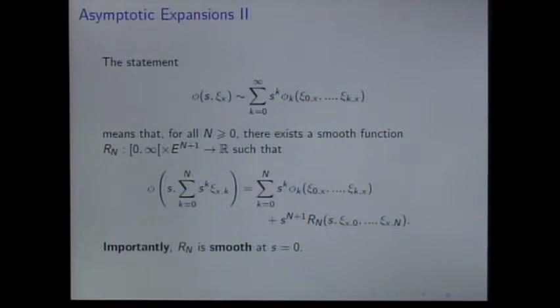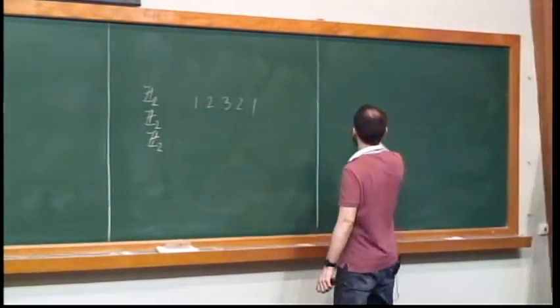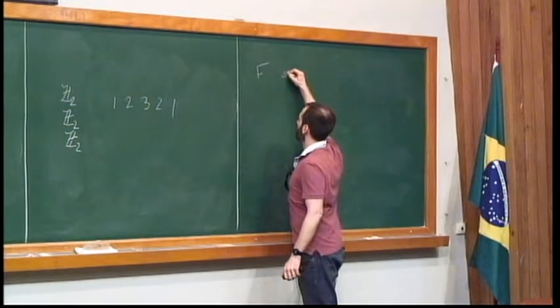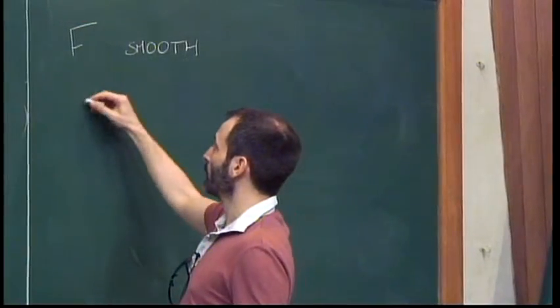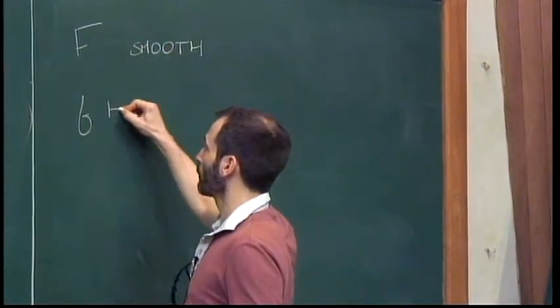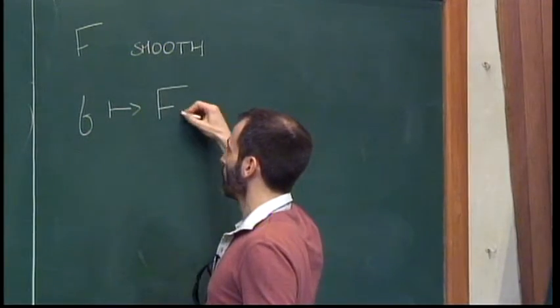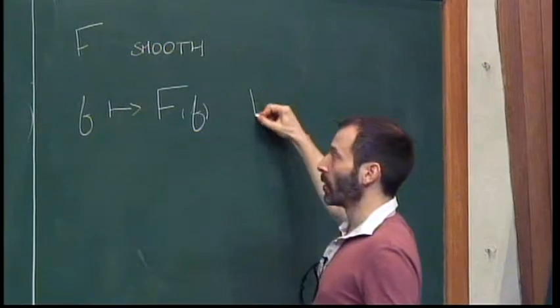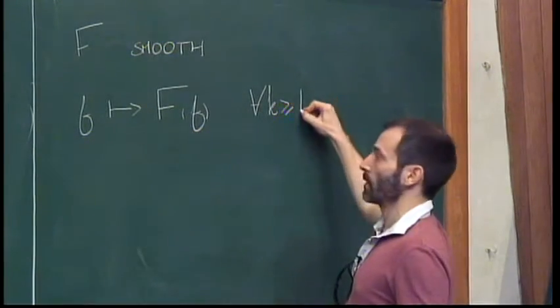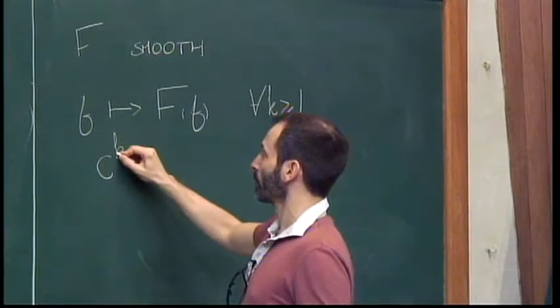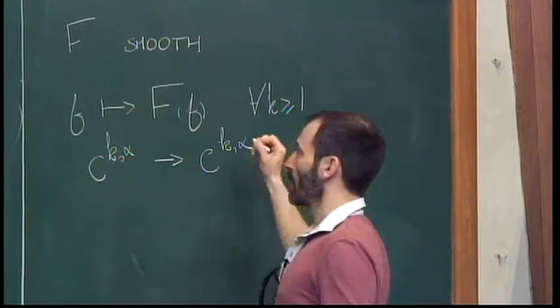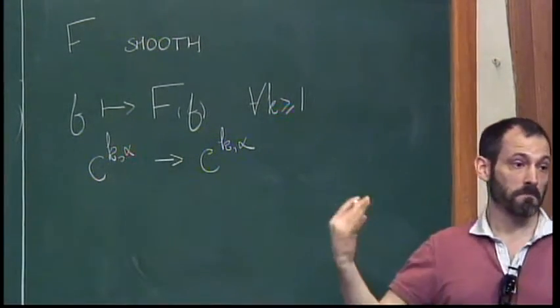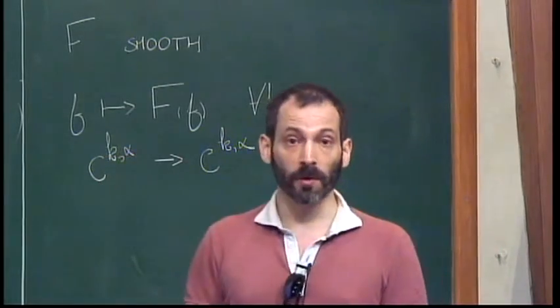Now, why does this help? It helps because it means that we can use some nice theorems. It says, suppose we have a smooth function f. Then the mapping which sends a function little f to the composition of f with f, for all k greater than 1, defines a smooth mapping from C^{k,alpha} to C^{k,alpha}. So, we actually work with finite dimensional things.